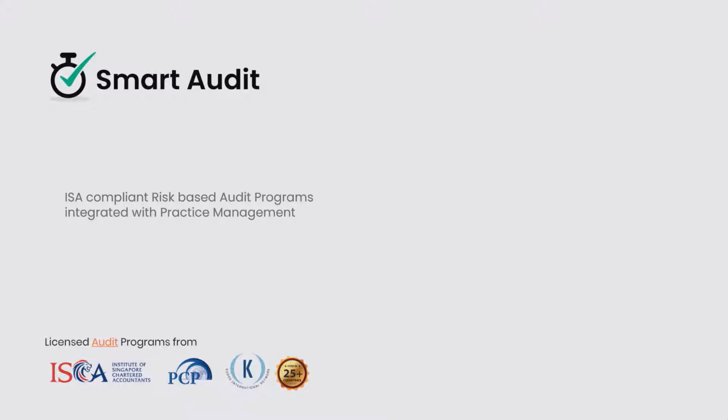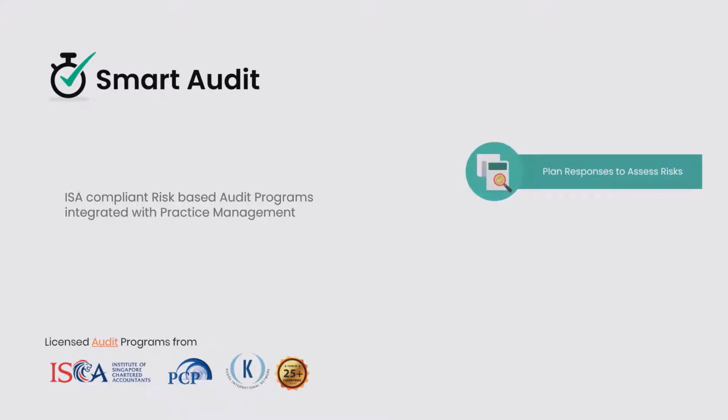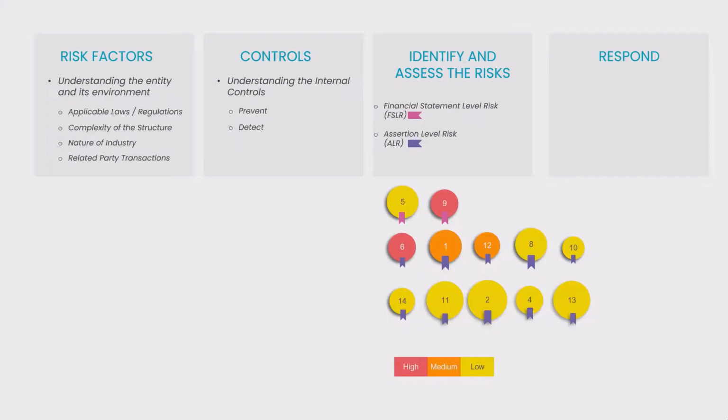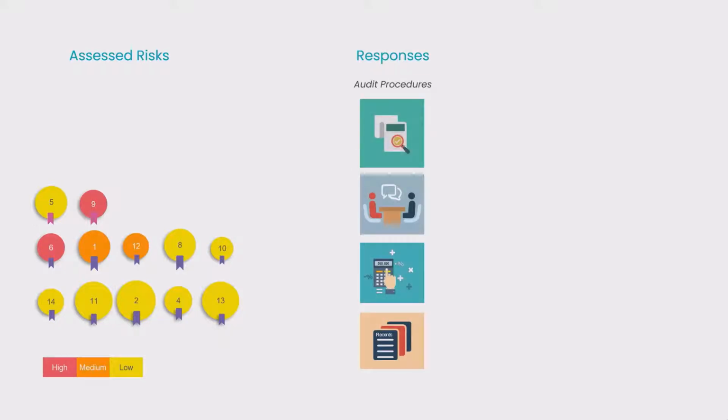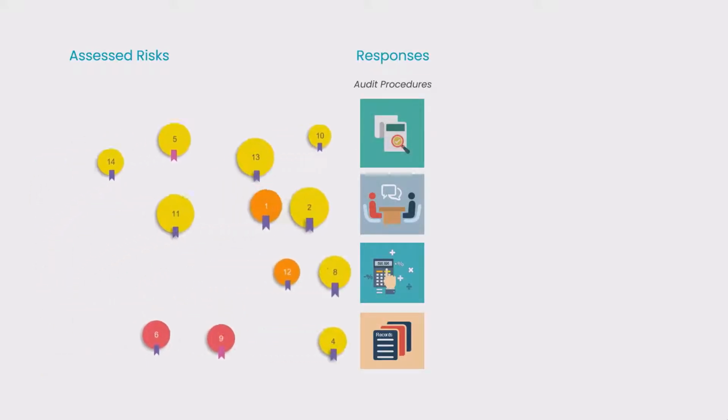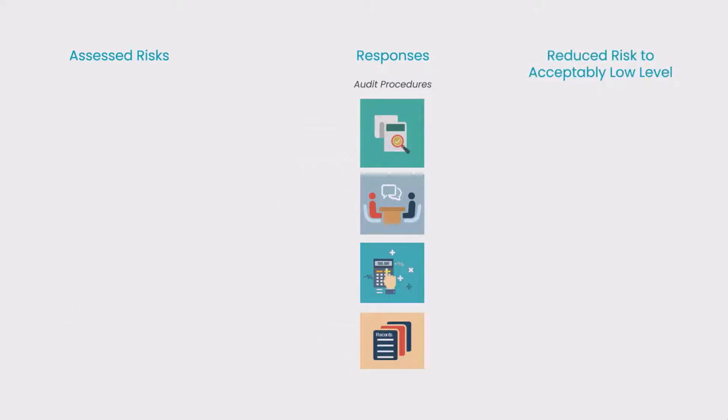In this video, we are going to talk about how to respond to the assessed risk of material misstatement and how to compute the materiality amount. In response to the assessed risk of misstatement in the financial statements, we need to design audit procedures, nature, timing, and extent of which will help us reduce these risks to an acceptably low level.